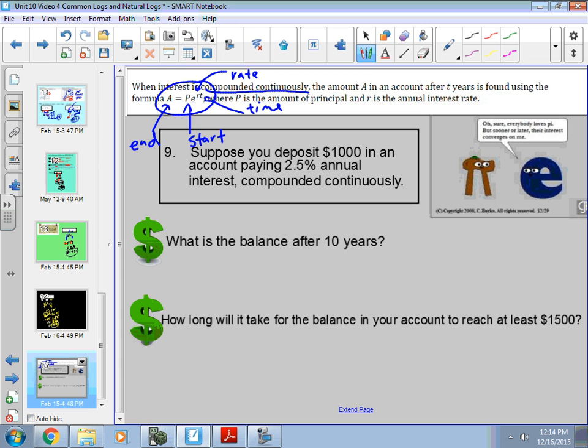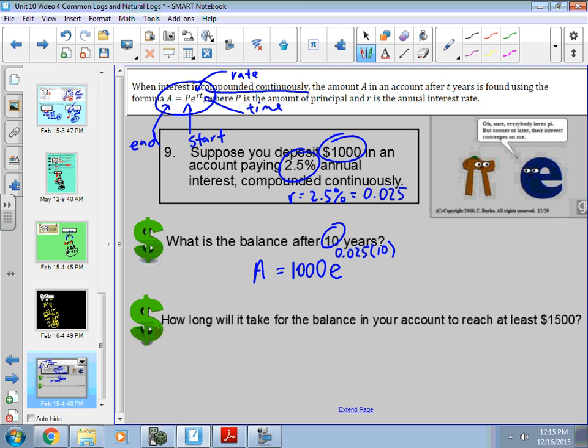So, in number 9, it says, suppose you deposit $1,000 in an account paying 2.5% annual interest, compounded continuously. What's the balance after 10 years? Well, let's put everything in this equation. This is our deposit. That's our P, 1,000. E is just part of our equation here. 2.5%, that's our R. Remember, you got to change percent, though, to decimal. 2.5% as a decimal, if you move the decimal point over twice or divide by 100, is going to be 0.025. Our time is right here, 10 years.